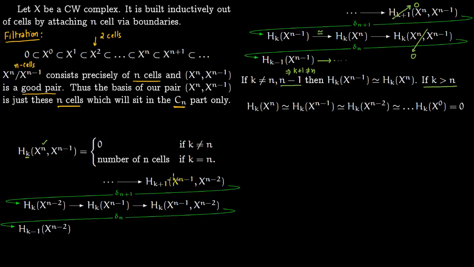So now we take the pair x_{n-1}, x_{n-2}. Obviously x_{n-2} lies in x_{n-1}. You see the index is increasing. So you get a long exact sequence like this, which keeps going on.